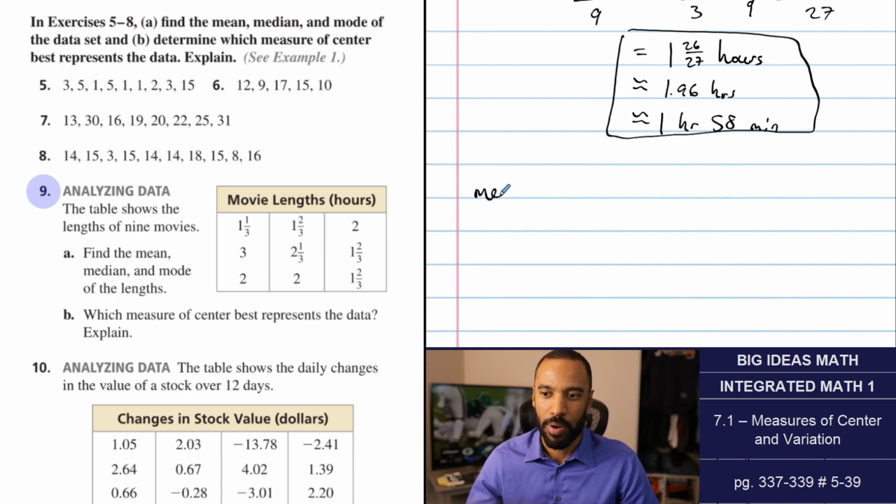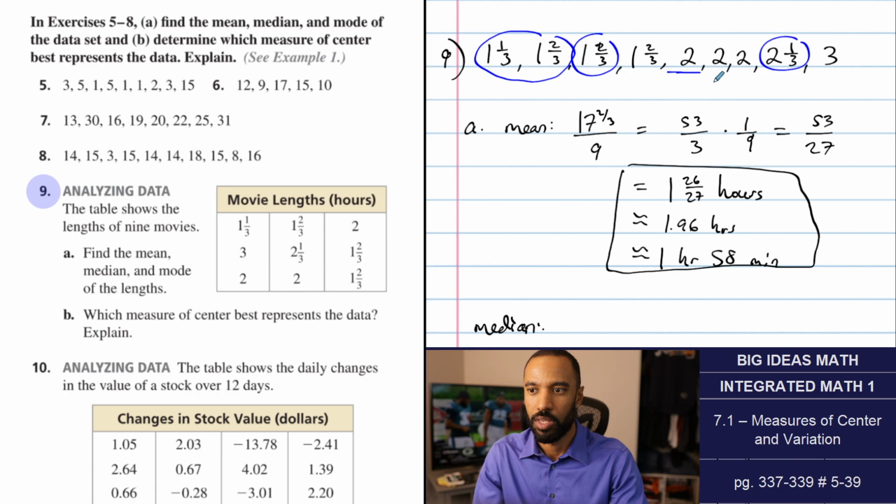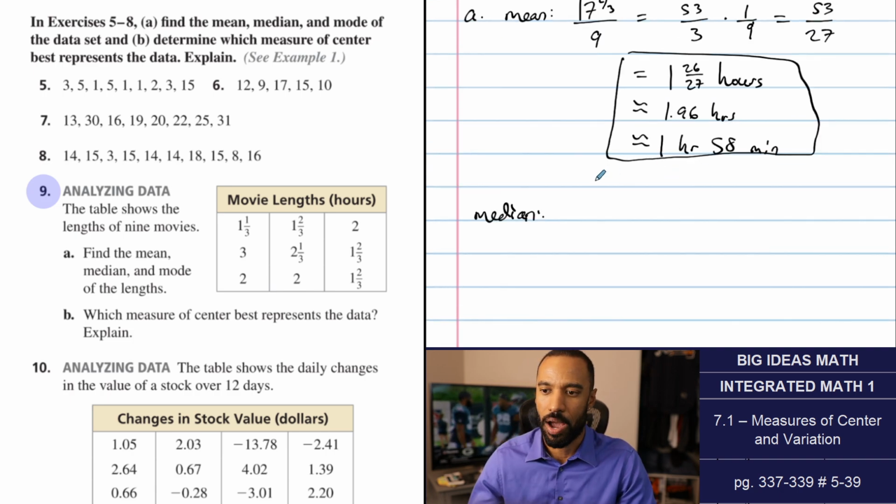Median. I did write these in order. So the 5th movie in this 9-movie set is going to be the median. The median in this case is 2. Median is 2 hours.